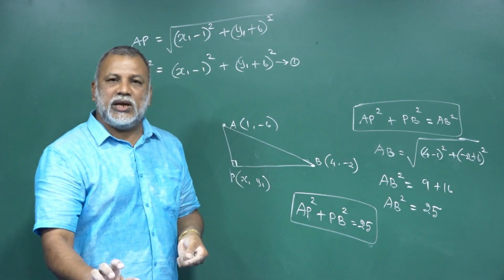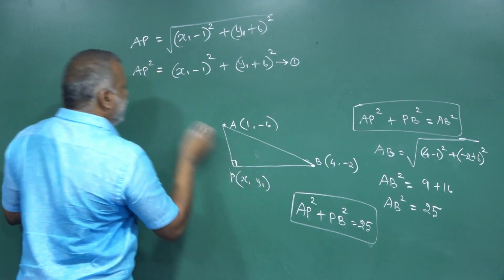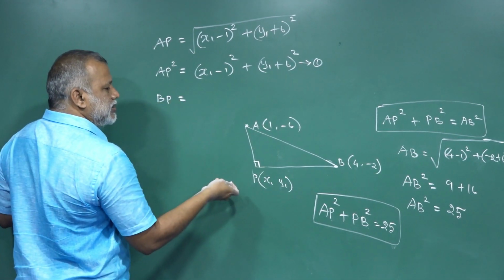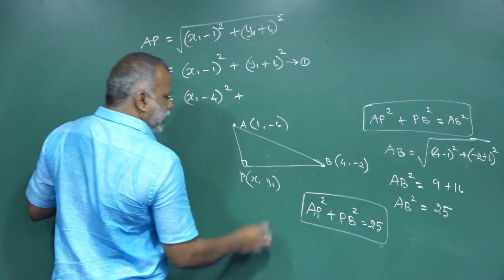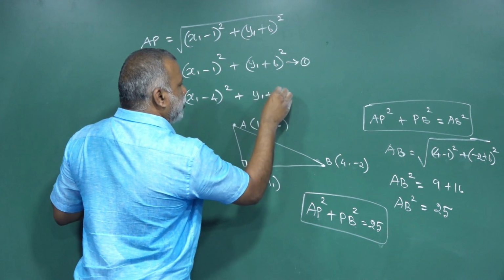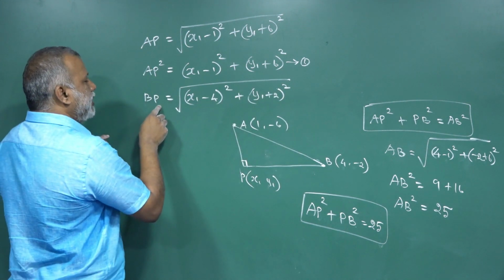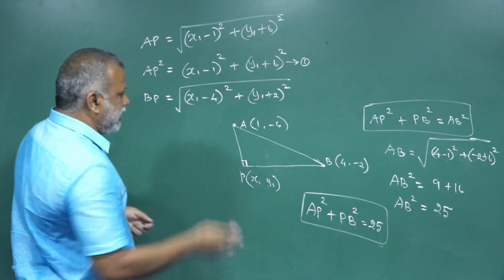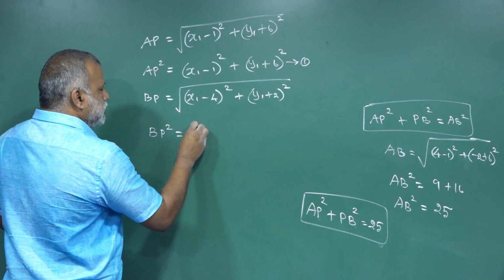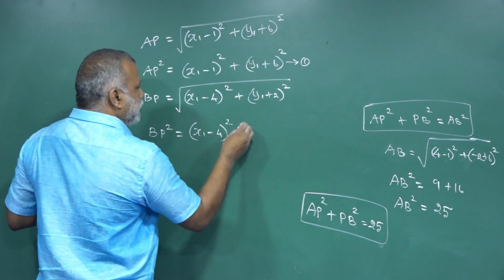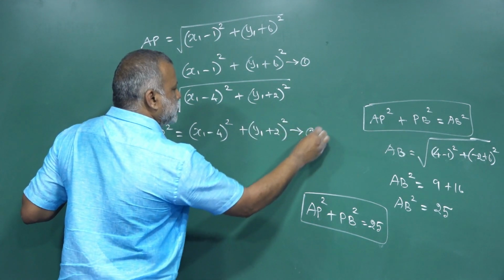But initially, you have to get good practice. This is AP. In the same way, see here BP. BP is also the distance between 2 points: square root of (x1 minus 4) the whole squared plus (y1 minus of minus 2), so (y1 plus 2) the whole squared. We need BP squared. So BP squared equals (x1 minus 4) the whole squared plus (y1 plus 2) the whole squared. Say this is result number 2.